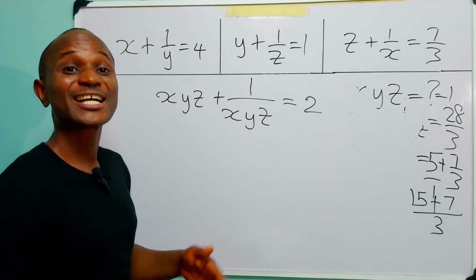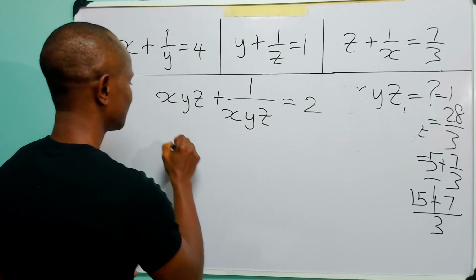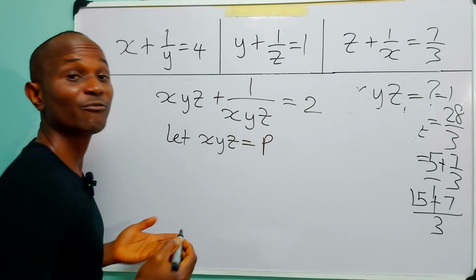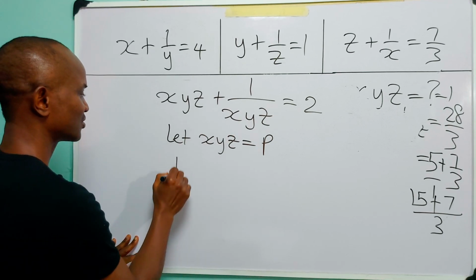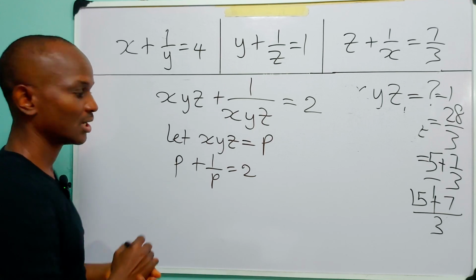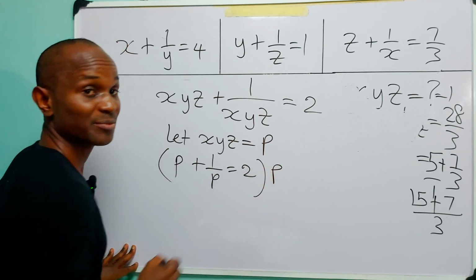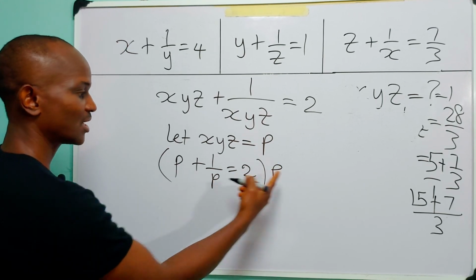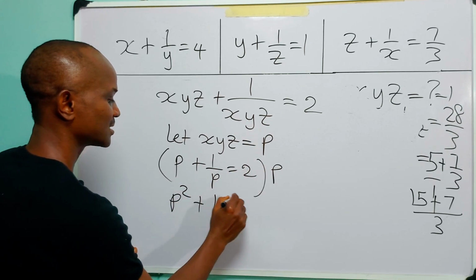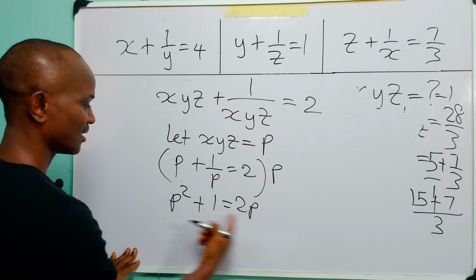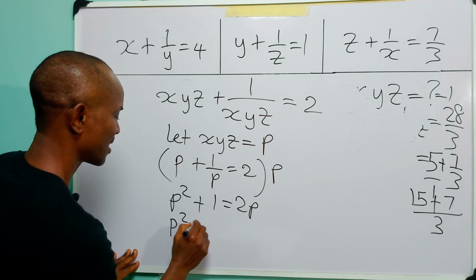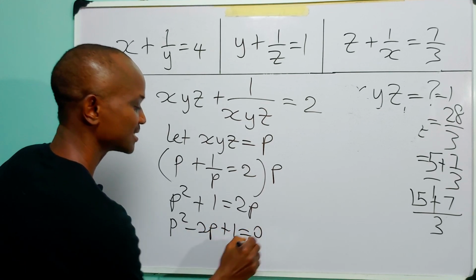But if you want to be extra proper, you can say let xyz be equal to p for product. Then you have the equation p plus 1 over p is equal to 2. You can multiply through by p to get rid of this fraction. And when you do that, you have p squared plus 1 is equal to 2p. You have a quadratic equation, which you can rearrange to get p squared minus 2p plus 1 is equal to 0.